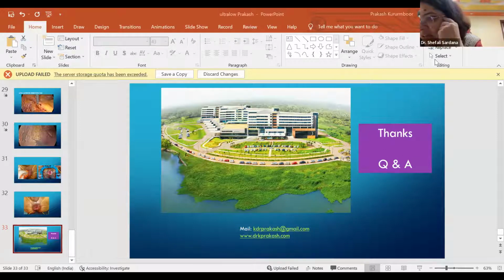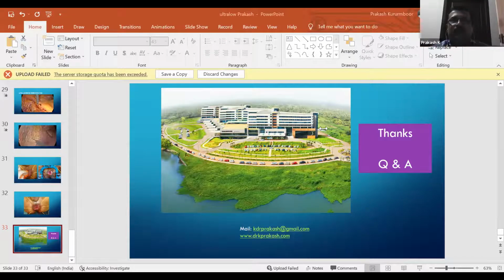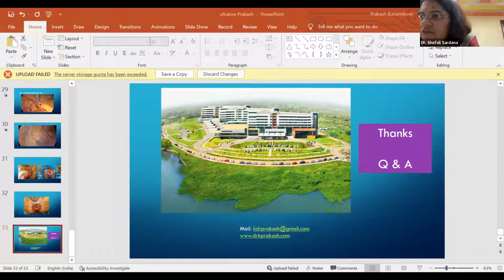Sir, at your center, are you practicing a TNT type of protocol for lower and mid rectum cancers for locally advanced lesions? No. Okay. All right. Comment upon TNT experience.